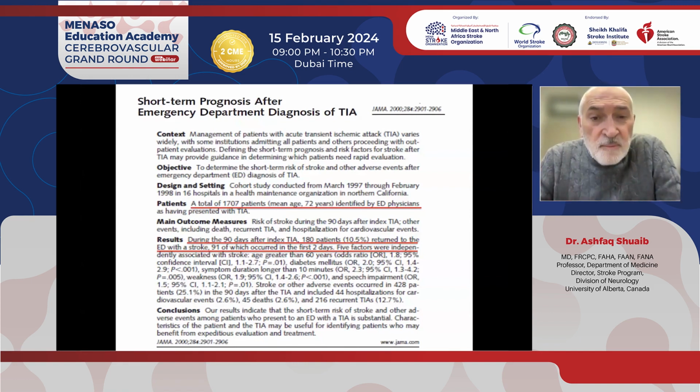All the patients would come in with a focal event within the previous 24 hours. So they found 1,700 patients, and they basically said, if they had a TIA or a minor stroke, what happens to them in the next 90 days? So here you go. In the next 90 days, 10% of them had come back with either a stroke or a recurrent TIA or heart disease. And most of these happened in the first 2 days.